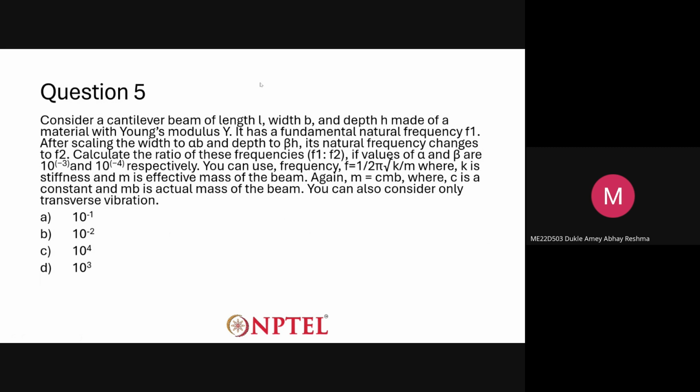You can use the frequency f = 1 by 2 pi square root of k by m, where k is the stiffness and m is the effective mass of the beam. Again, m = c times mb, where c is the constant and mb is the actual mass of the beam.